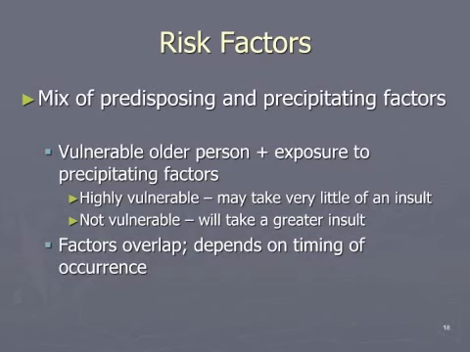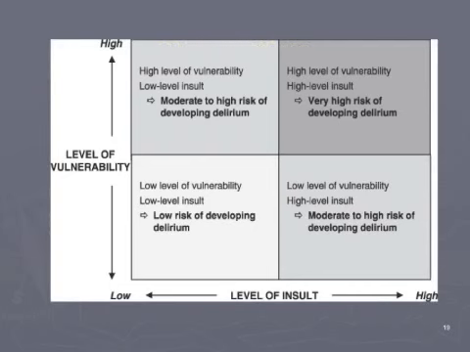This is just a graph showing the same information. So if you look at high vulnerability, you can see that a low level of insult could lead to a delirium, while if you have a low level of vulnerability, that's the bottom right-hand box, it would take a higher level of insult to lead to a delirium.